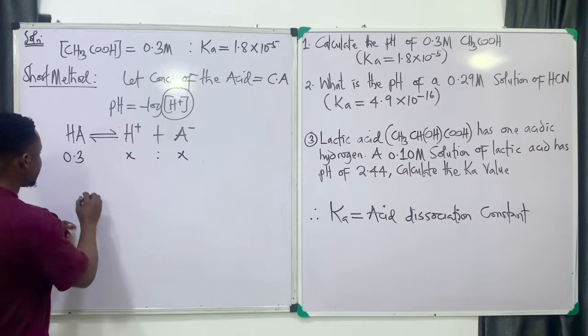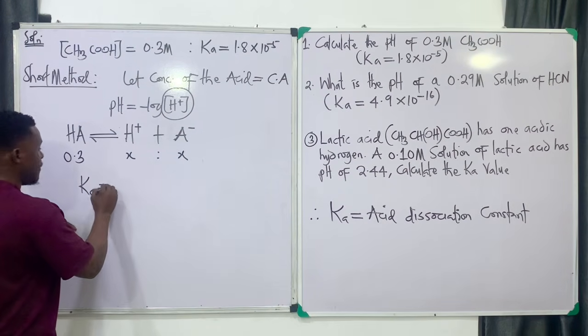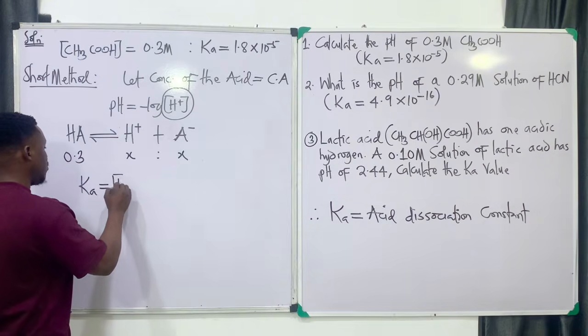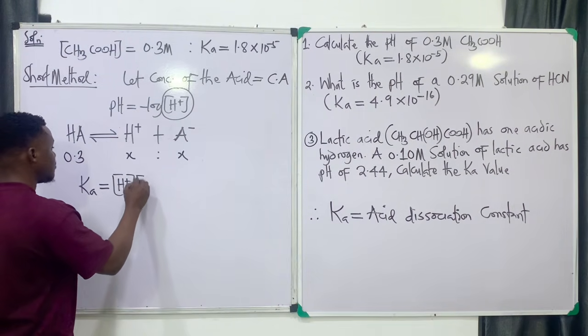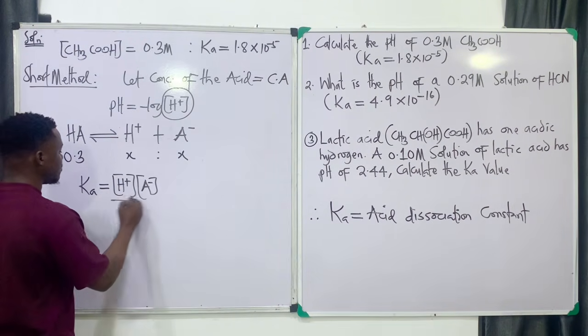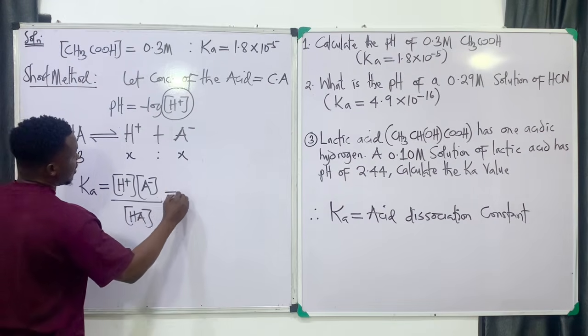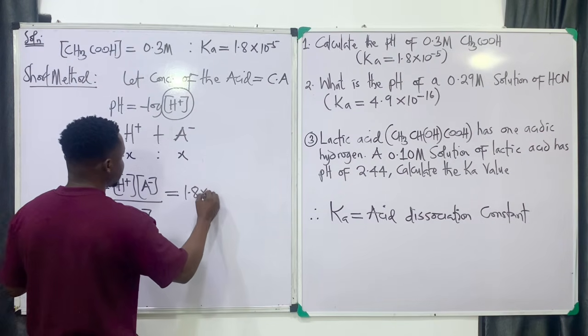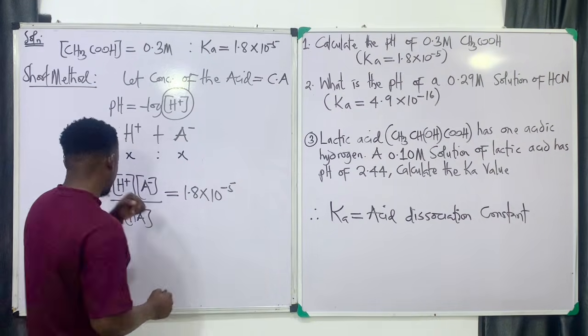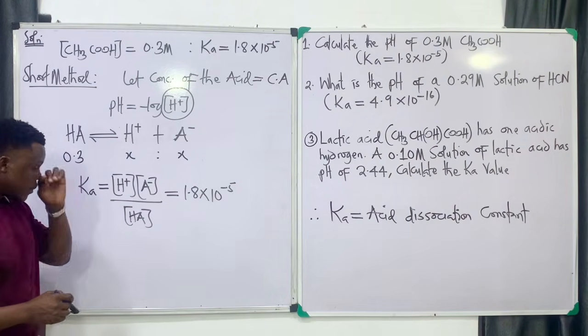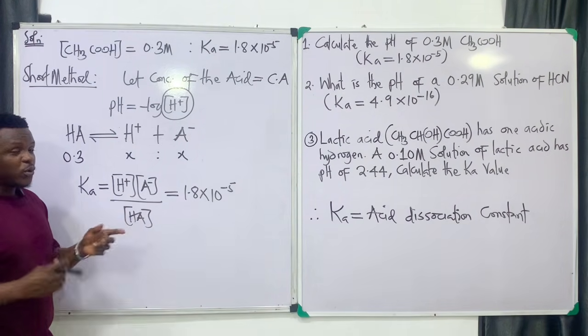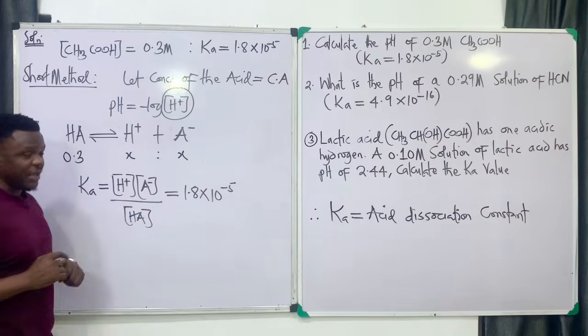Now, we now say Ka equals concentration of H plus, concentration of A minus, all over concentration of HA. They give us this to be 1.8 times 10 raised to the power of -5. But remember, this is what we are looking for. We do not know it, so we had earlier said let it be X.